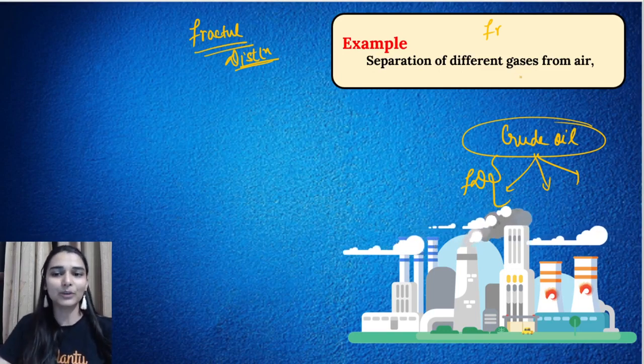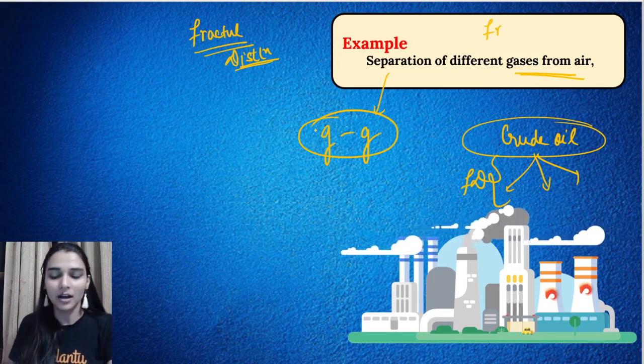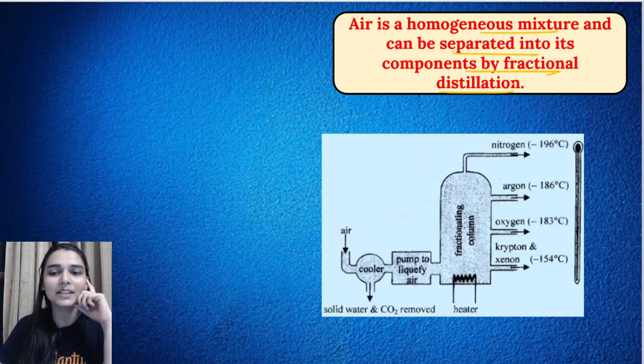Another example, separation of different gases from the air. So this is the separation of gas mixture. You know, air is a homogeneous mixture of different gases, है ना. So how you can do this? लिखा है air is homogeneous mixture can be separated into the components by the fractional distillation.